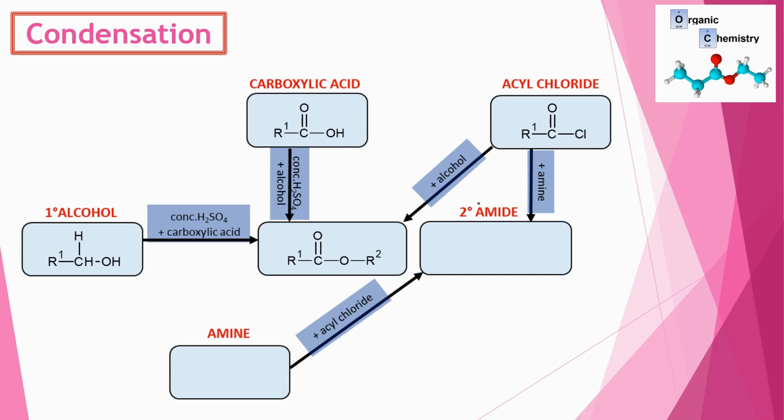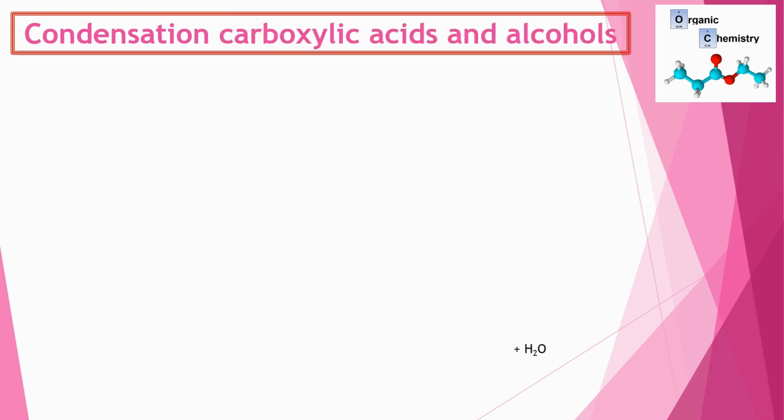We can also use an acyl chloride and an alcohol to produce an ester, but we can also take an acyl chloride and, as we looked at in the previous video, add an amine to it and produce a secondary amide. Or we can take an amine and add an acyl chloride. Actually, this is the same way, just a different way around, and we can get a secondary amide. So we'll look at these in a bit more detail.